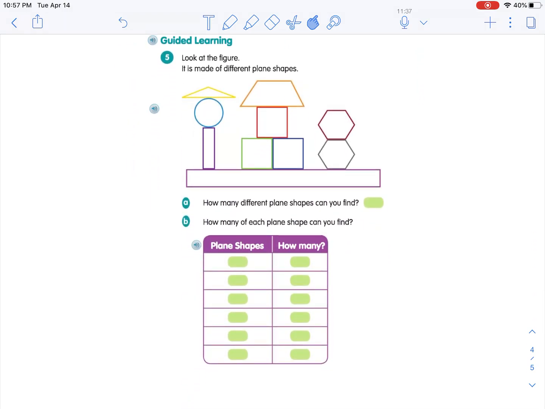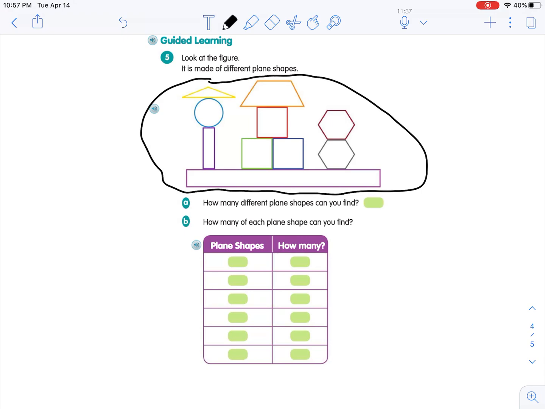Guided learning, what it wants us to do is it wants us to look at this figure right here. Here's the whole figure, and a figure is made up of multiple plane shapes. Different plane shapes too, they don't have to be the same. How many different plane shapes can you find in here? You tell me. So not how many shapes all together, but how many different plane shapes?